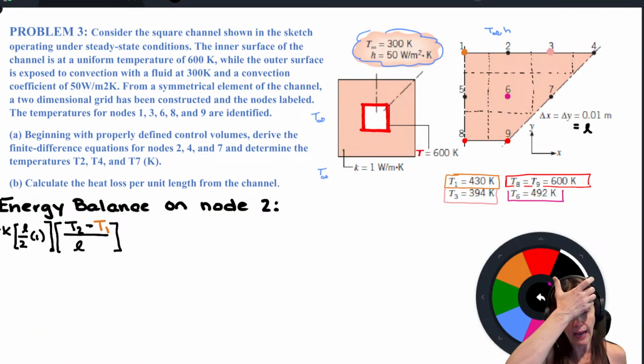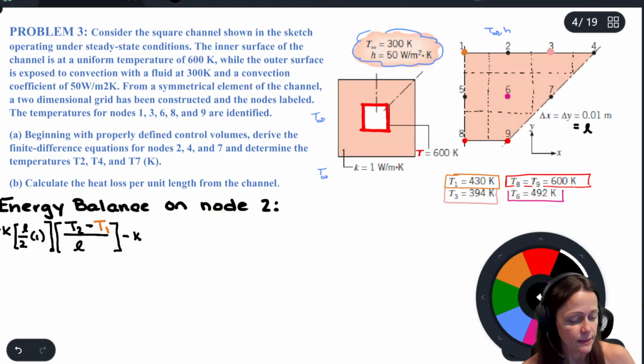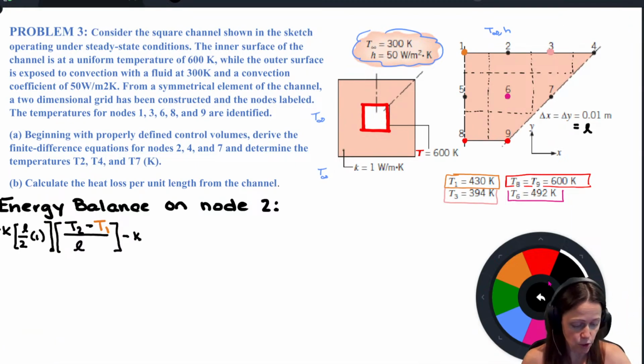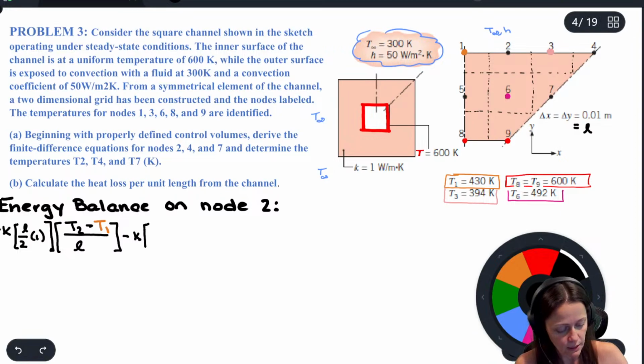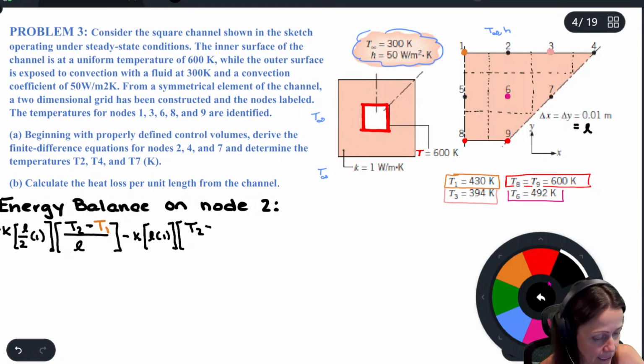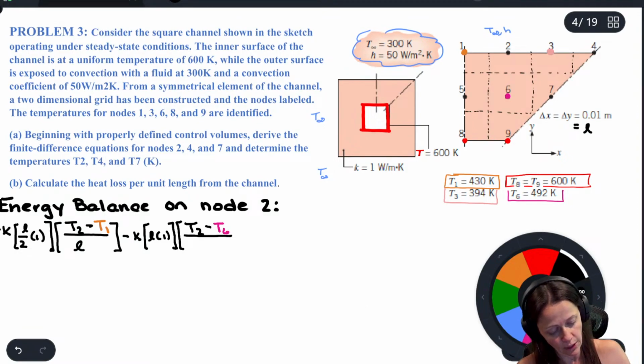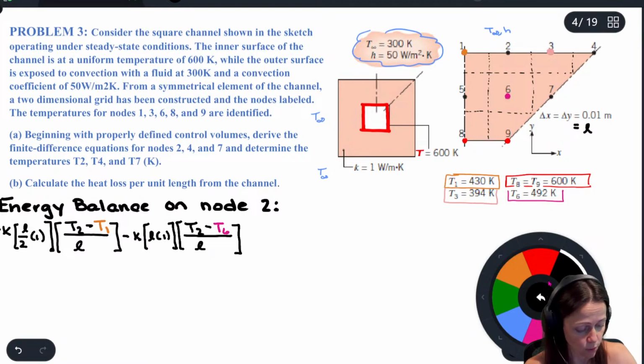All right, then I'll have one coming up from number 6. So I've got conduction from 6, so negative K. This is going to be going through that full area there, so I don't need to have anything over 2. It's just going to be L times 1 into the page. And then I've got T2 minus T6 all over L. You can see those L's are going to go away. So maybe it doesn't matter whether I know it or not, we'll see.